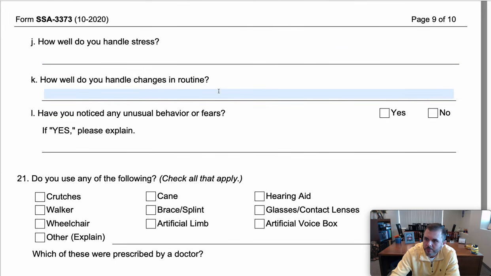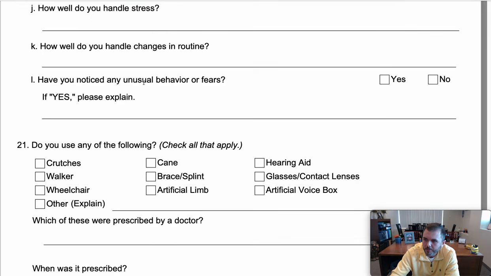How do you handle stress? How do you handle changes in routine? A lot of times not too well. Have you noticed any unusual behavior or fears?